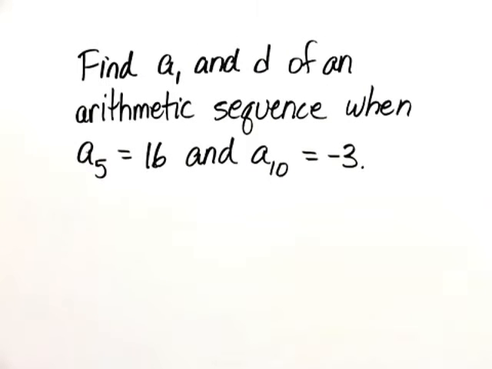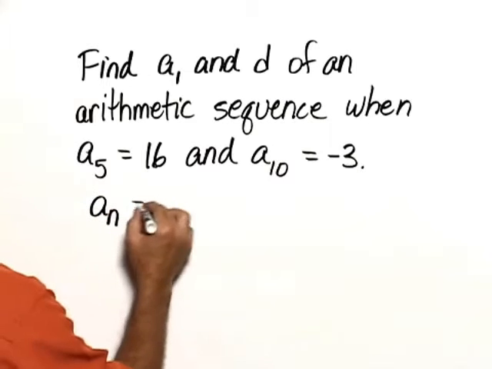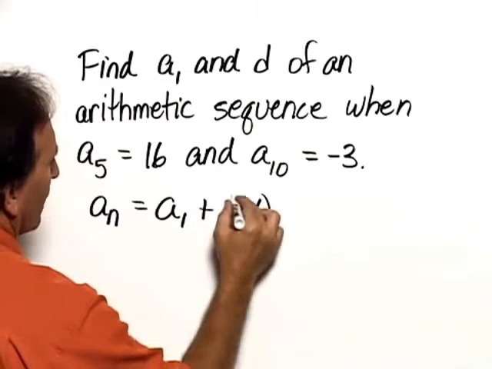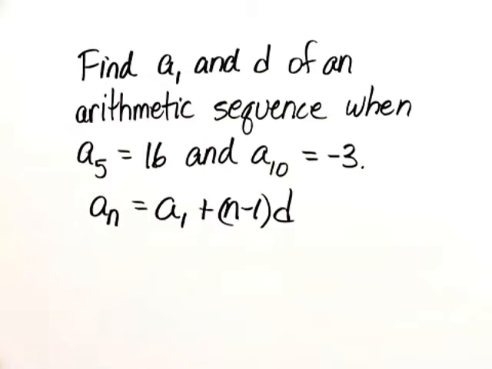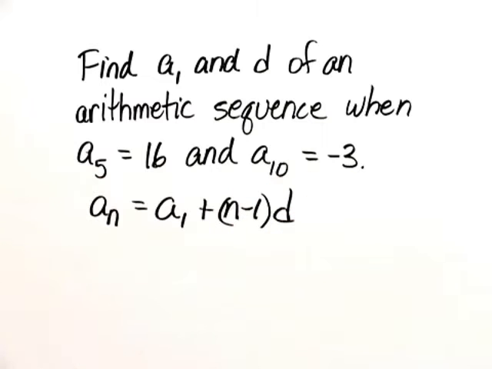Find a sub 1 and d of an arithmetic sequence when a sub 5 equals 16 and a sub 10 equals negative 3. Our formula for an arithmetic sequence is a sub n equals a sub 1 plus n minus 1 times d. What we're going to do is use the fact we know the fifth term is 16 and the 10th term is negative 3.